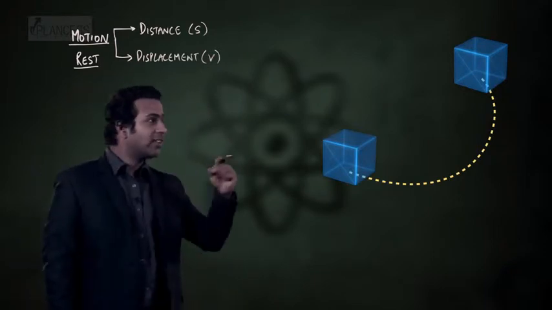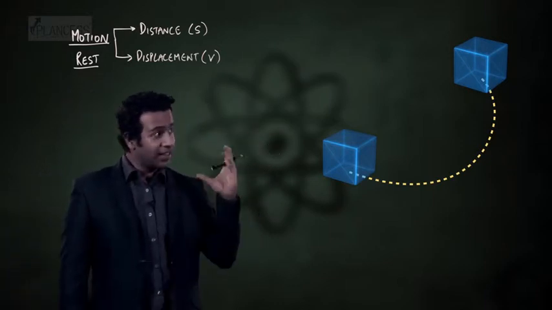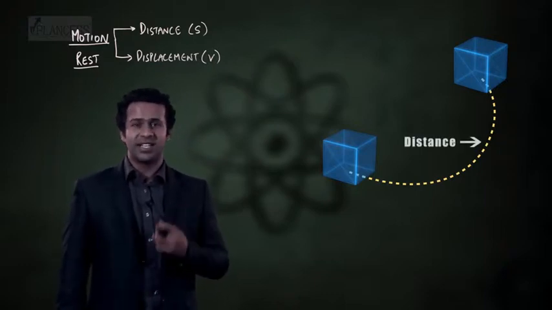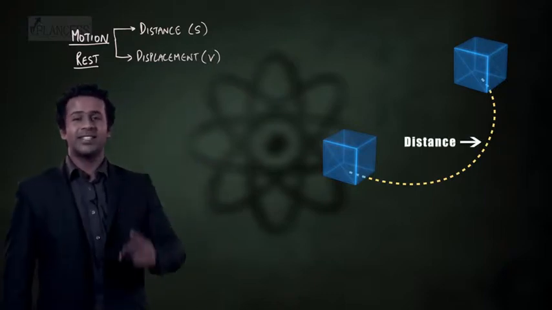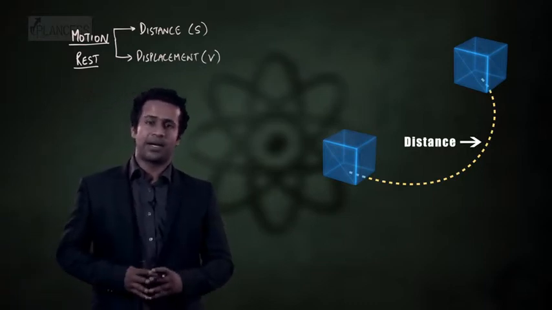Now, whenever something moves, it takes a route or a path. The length of the path taken by the particle is said to be the distance covered. So distance is nothing but the length of the path taken by the particle.